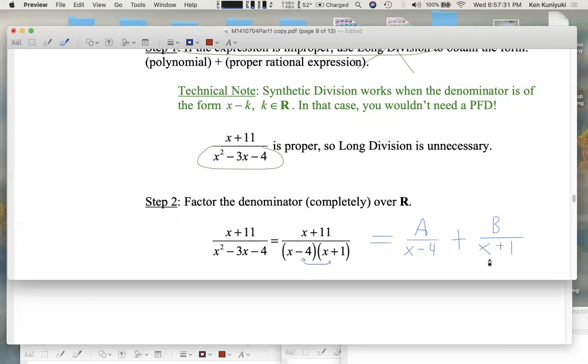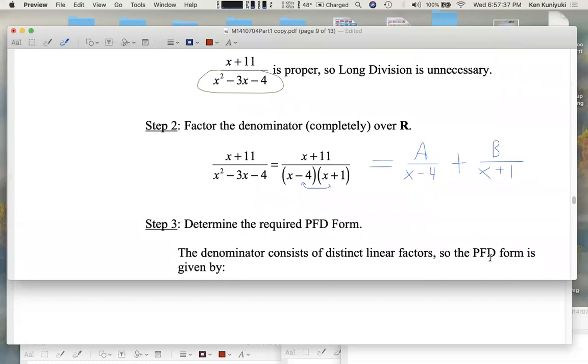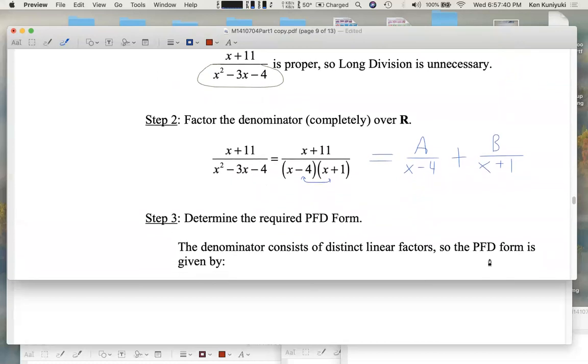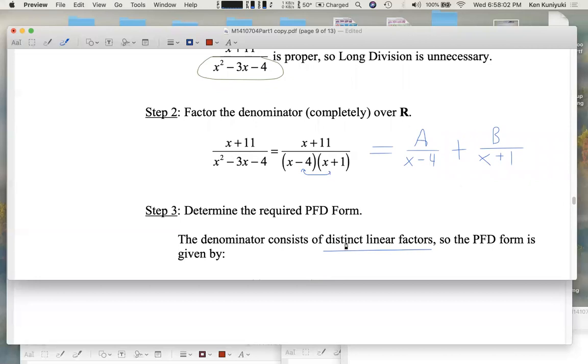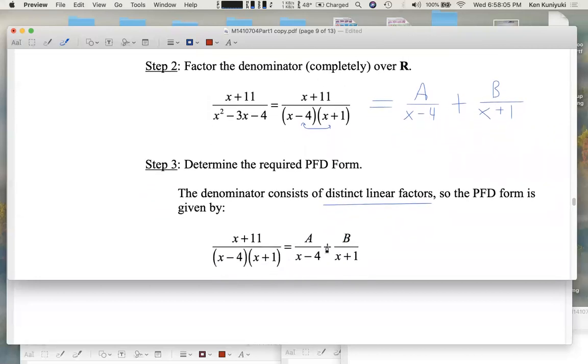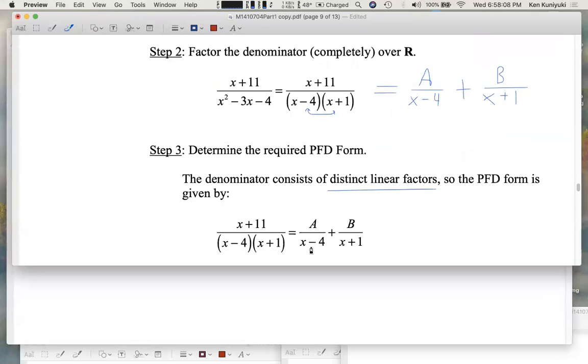You absolutely have to know the PFD form. Otherwise, you're not going to get this question correct. Determine the required PFD form. Get practiced on that homework, number 1. But this is the easiest case where we have distinct linear factors. In fact, we might have had 3 or 4 distinct linear factors down here, and it would have been the easier case. A bit more writing, but it would have been a fairly easy case. Distinct linear factors. Distinct means different, no copies. So again, the PFD form is relatively straightforward. A over x minus 4 plus b over x plus 1.